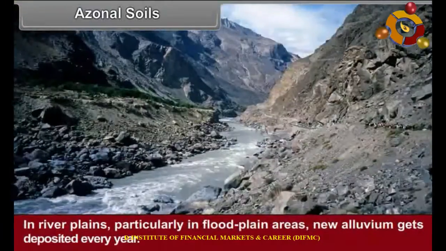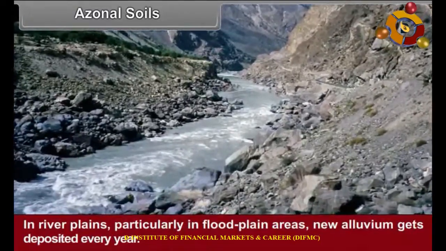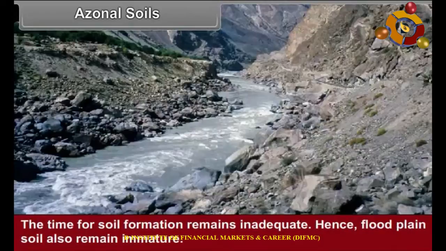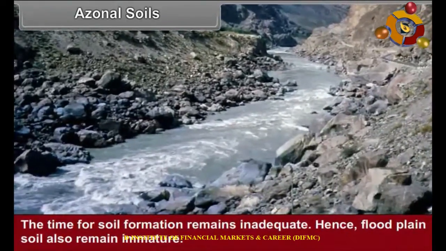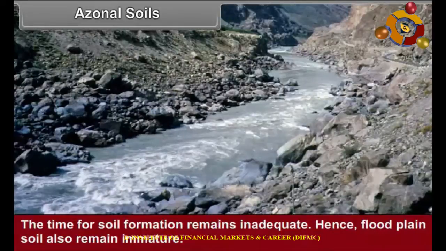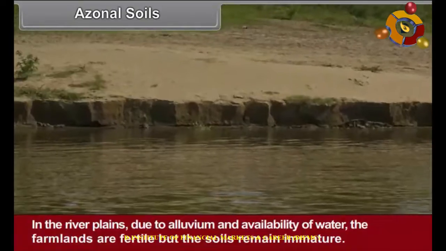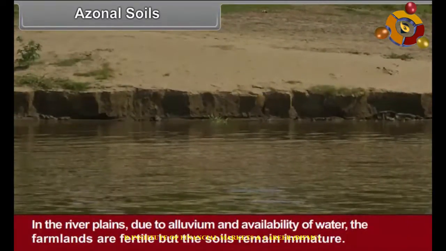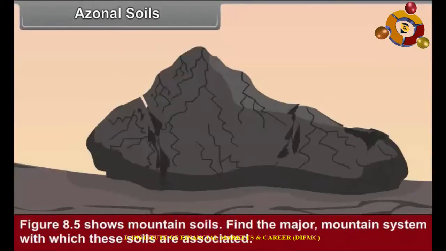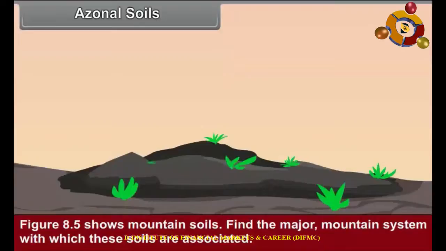In river plains, particularly in floodplain areas, new alluvium gets deposited every year. The time for soil formation remains inadequate. Hence, floodplain soils also remain immature. In the river plains, due to alluvium and availability of water, the farmlands are fertile, but the soils are immature. Figure 8.5 shows mountain soils. Find the major mountain systems with which these soils are associated.